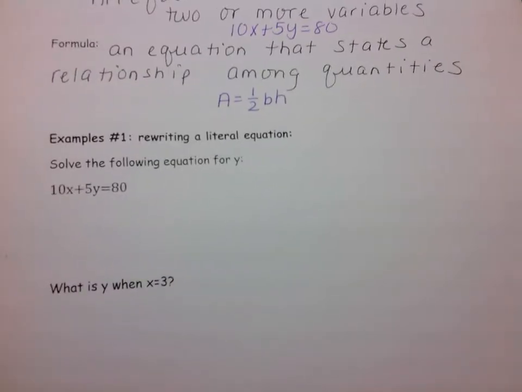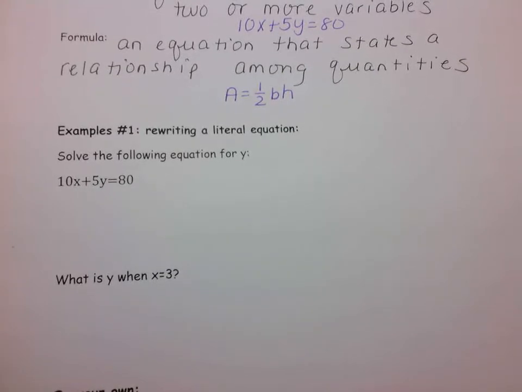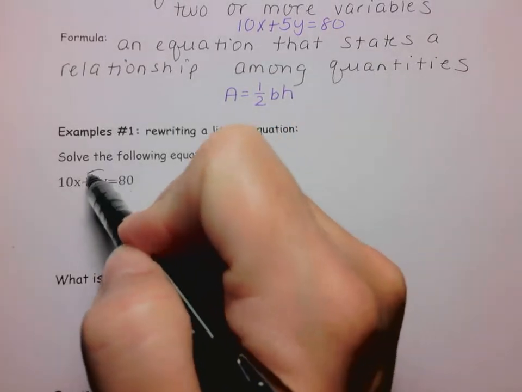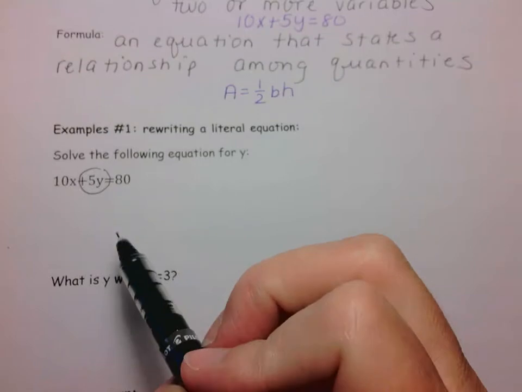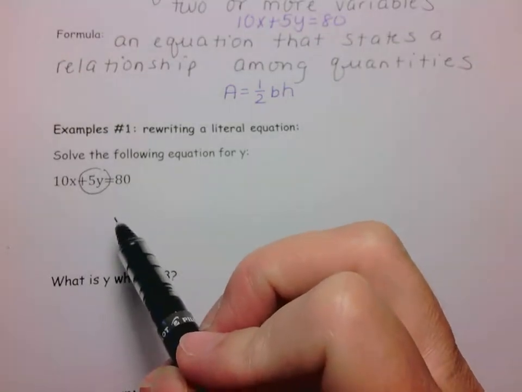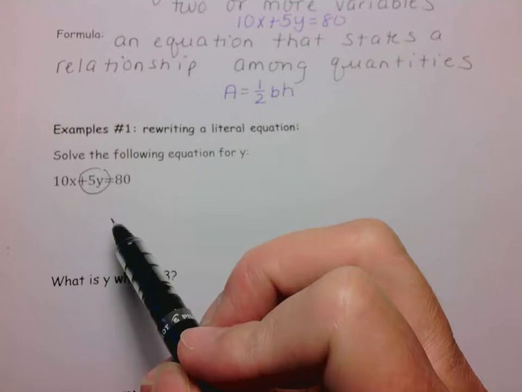So in the first example, rewriting literal equations, it says solve the following equation for y. So what we're going to do is circle out the term that has the variable we're trying to solve for, and we're going to deal with that term last. And we want to get everything away from the y so we can isolate the y, which means bring it to one side of the equation by itself with a coefficient of 1.